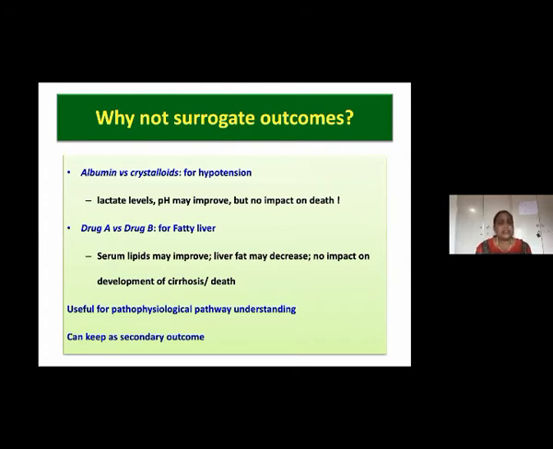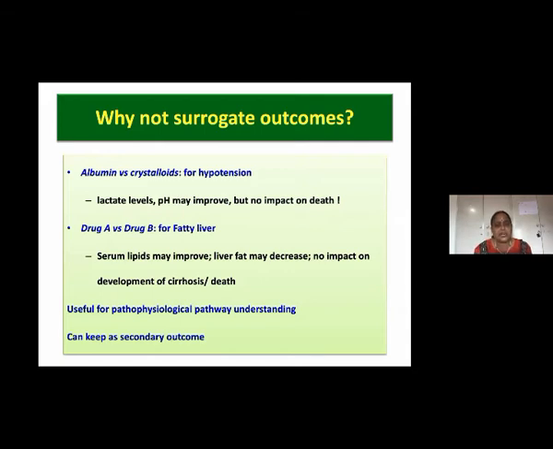Drug A versus drug B for fatty liver, we say, okay, the lipid profile improves, the liver fat decreases, but it doesn't reduce cirrhosis or death. So what? It doesn't make any sense. It doesn't matter to the patient, so it's of no use. Surrogate outcomes are usually useful in understanding the pathophysiological pathway. So you can do it along the side, but don't keep it as your primary outcome.